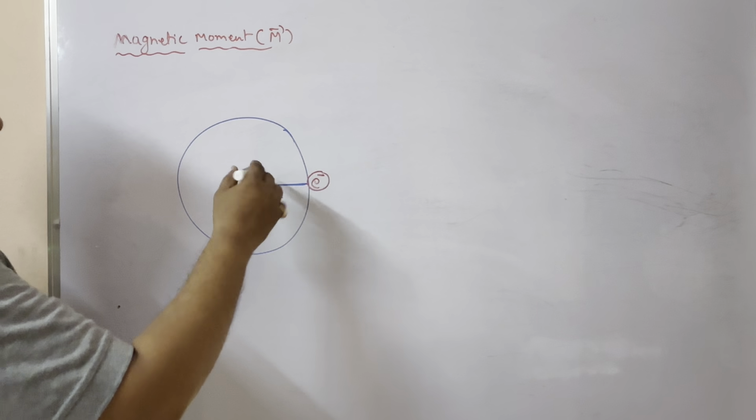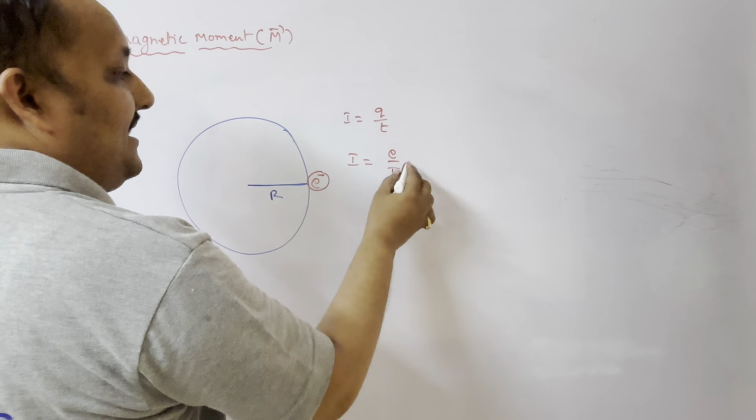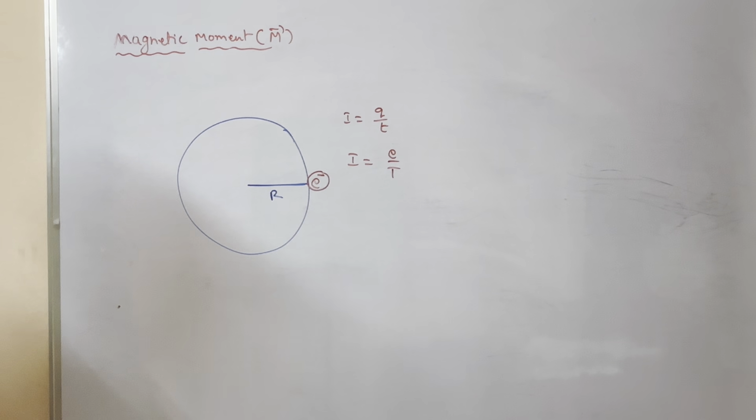For one revolution, what is the current produced by this electron? This one we discussed in current electricity. So I is equal to Q by T. So I is equal to E by, what is the time taken to complete one revolution? It means the time period.